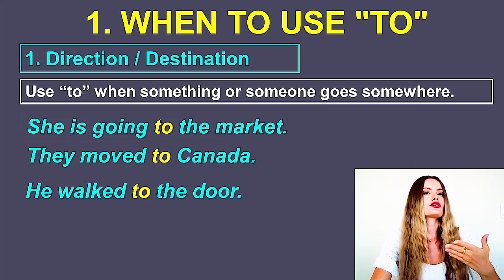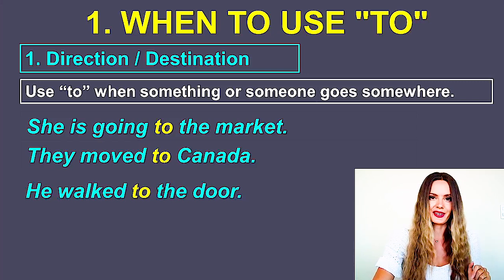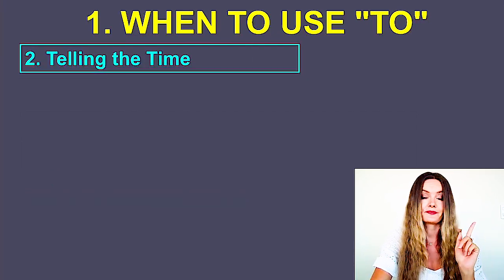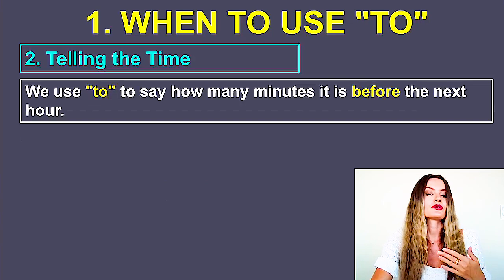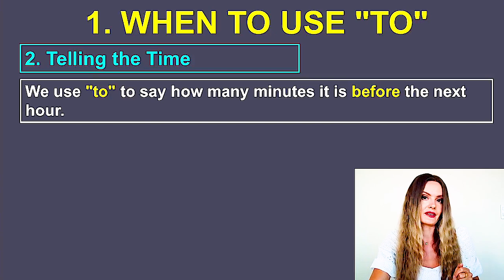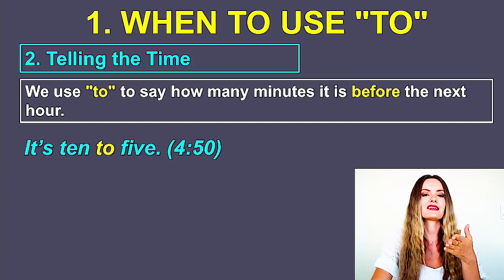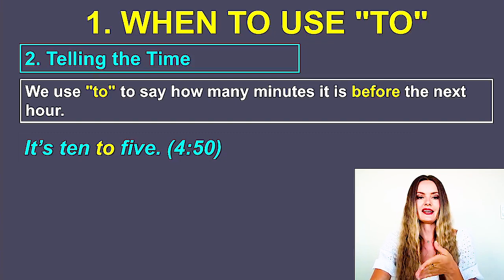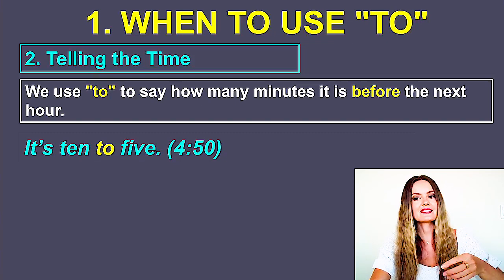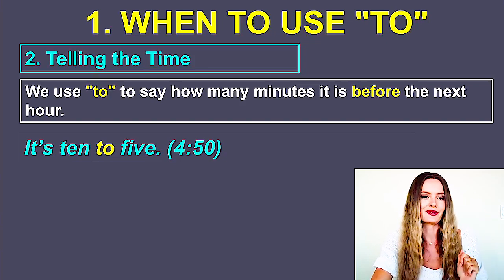We walked to the door. Number 2, when we are telling the time. We use to say how many minutes it is before the next hour. For example, it's 10 to 5. It means that it's 4:50. All right? So 10 to 5. How many minutes it is before the next hour, before 5 in our example.